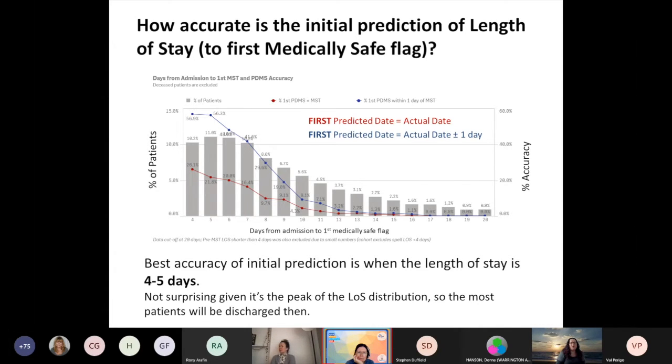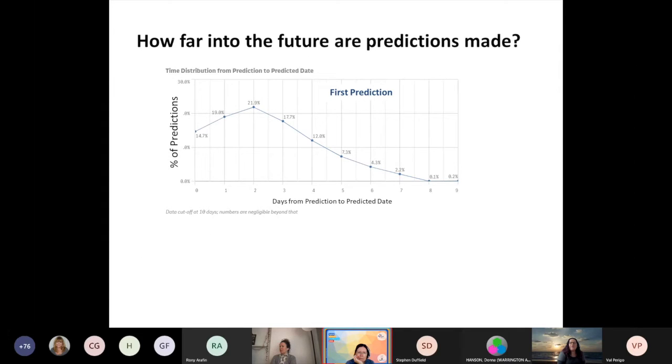So it's not surprising if you are aiming at a very big target, you're more likely to hit it. So brilliant, but not really helpful. So how far in the future are predictions made? You can see that the first prediction is only made at the peak at 2 days away. Some are made to the same day, some to the next day.